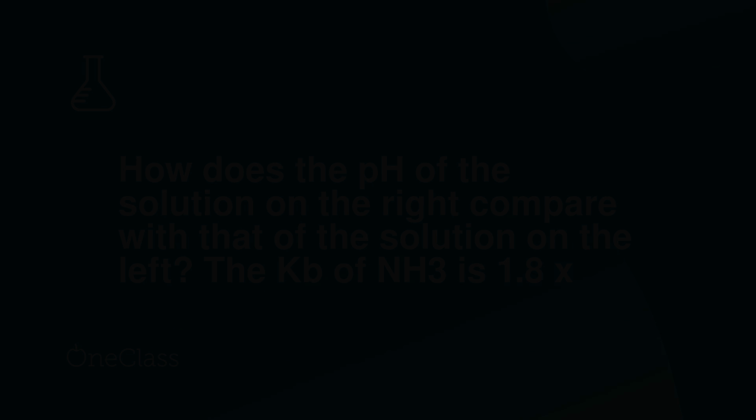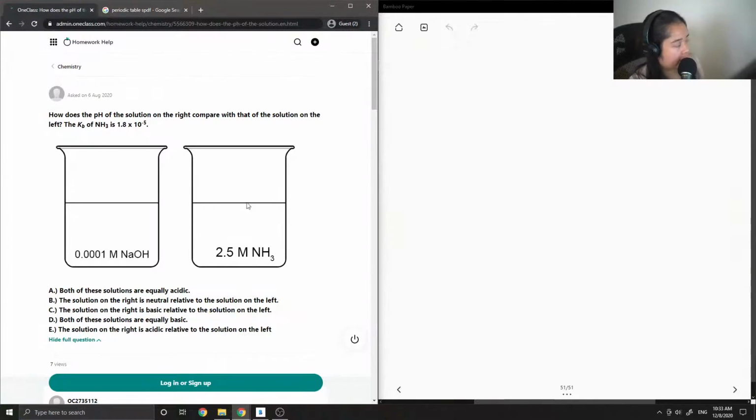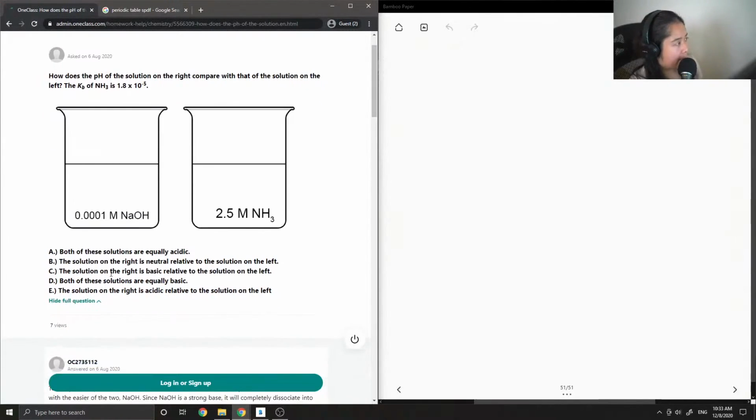Question 6. How does the pH of the solution on the right compare to the pH of the solution on the left? The Kb value of NH3 is 1.8 times 10 to the negative 5. And then they just give us different options. Both of these solutions are equally acidic. Solution on the right is neutral. Solution on the right is more basic. Both of these solutions are equally basic, or the solution on the right is acidic relative to the solution on the left.